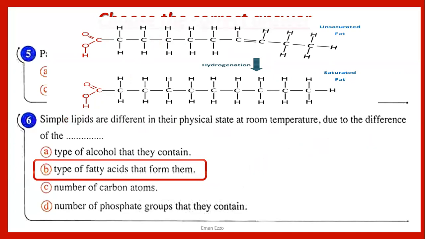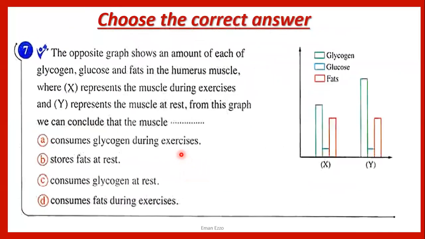The next question. The opposite graph shows the amount of each of glycogen, glucose, and fats in humerus muscle, where X represents the muscles during exercise and Y represents the muscles during rest. From this graph, we can conclude that the muscle consumes glycogen during exercise, stores fat at rest, consumes glycogen at rest, or consumes fat during exercise.